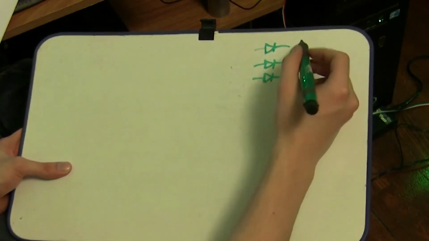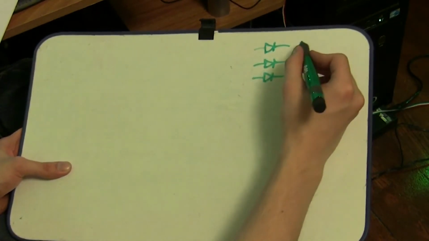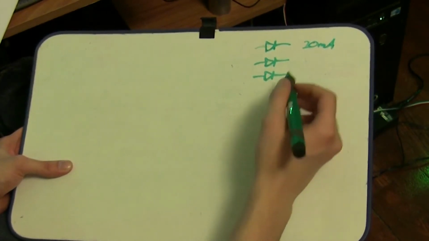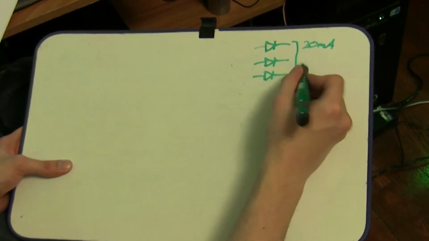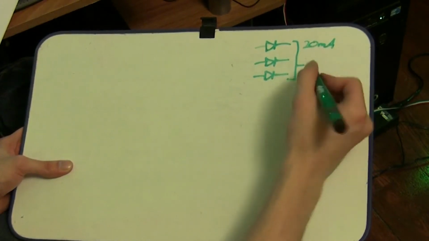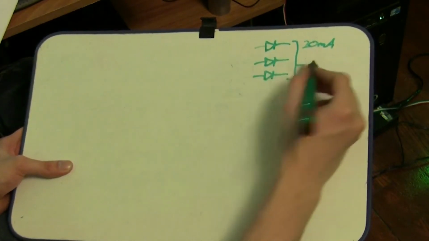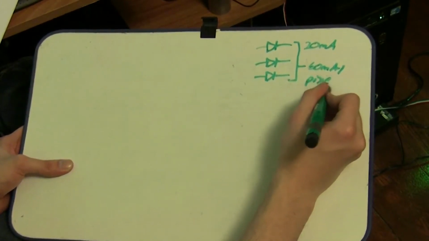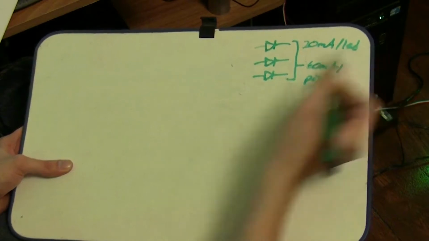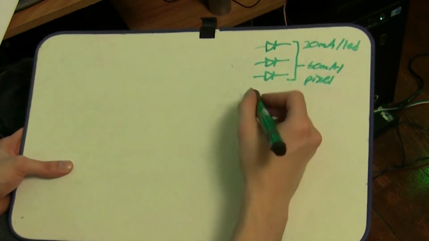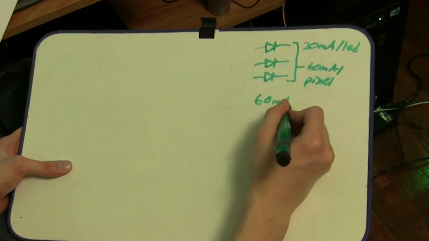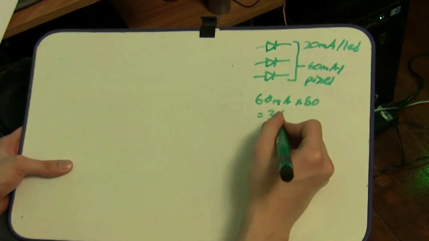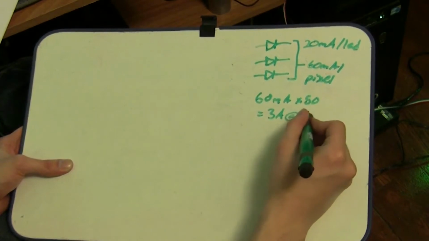Now each of these LEDs has an approximate current going through it of about 20 milliamps based on the current limiting resistors that are in the pixels. But we have 3 of them, so the total current requirements of each individual pixel, since these are in parallel, are going to be 60 milliamps per pixel, with 20 milliamps per LED. But we have 50 pixels total, so we're going to have 60 milliamps times 50 pixels, which is going to give us 3 amps of current consumption at 5 volts.